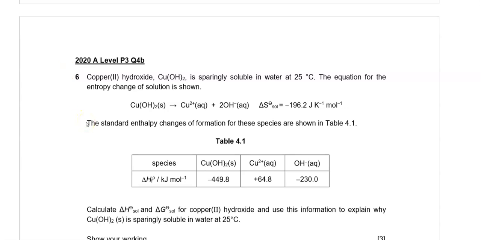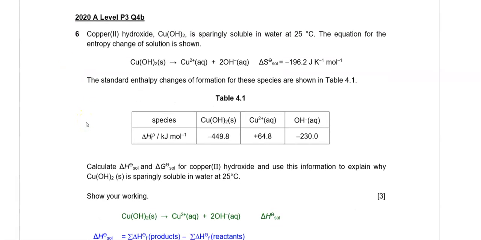Okay, moving on to question 6 of the thermodynamics tutorial. So we are given this reaction, and we are given the delta S for this process. Now, if you take a closer look at the equations given to you, you are given enthalpy change of formation. And the question was very specific. I want to find the delta H of this process as well as the delta G of this process, so that we can use the delta G to explain why copper hydroxide is sparingly soluble in water.